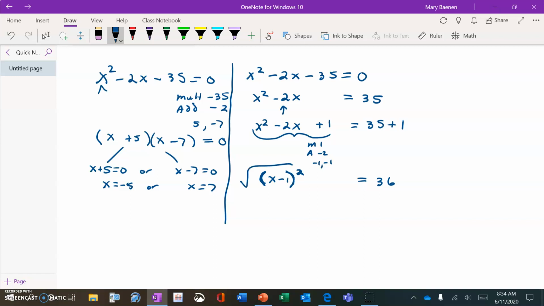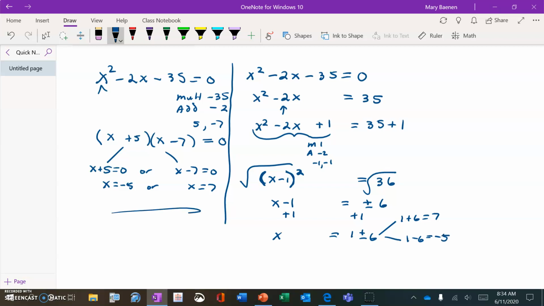Now take the square root of both sides, so that gets rid of the square and I'm left with x minus 1, and here I have a positive or a negative 6. If I add 1 to both sides, x is alone, and here I have 1 plus or minus 6, which means it's either 1 plus 6, which is 7, or 1 minus 6, which is a negative 5. So I got the same exact answer that I did when I just did regular factoring. So I wanted to show you that I will get the same answer.